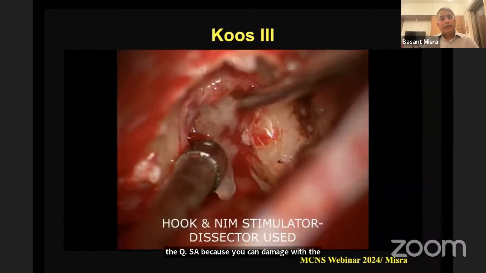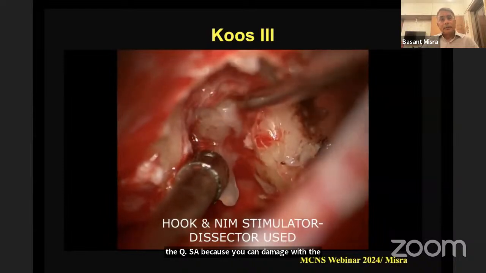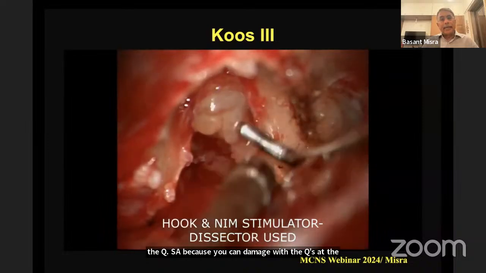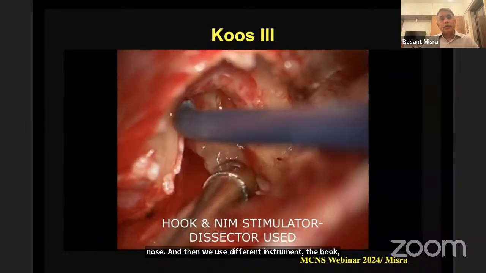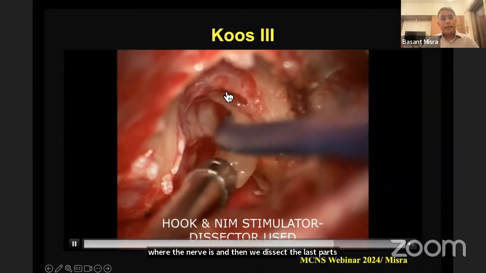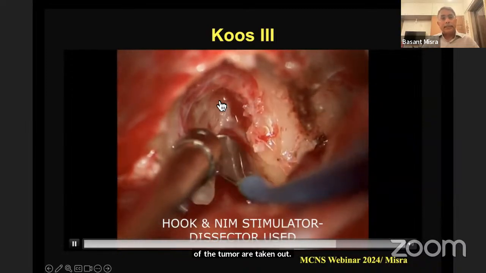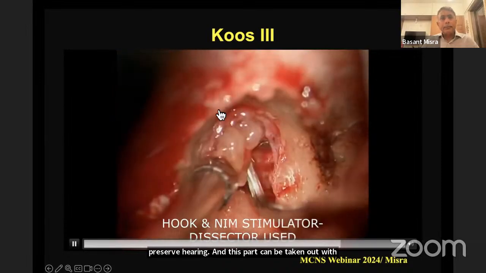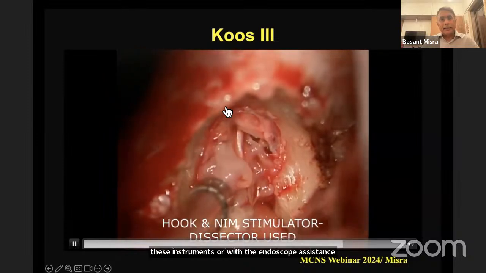And then we use different instruments, the hook, the nerve stimulator, to find out where the tumor is, where the nerve is, and then we dissect. The last parts of the tumor are taken out. You don't have to go very laterally if you're trying to preserve hearing. And this part can be taken out with these instruments or with the endoscope assistance. Sometimes we use endoscope assistance, and this I don't think we have used it.